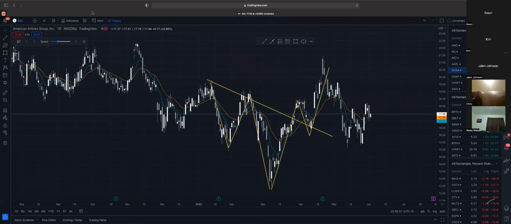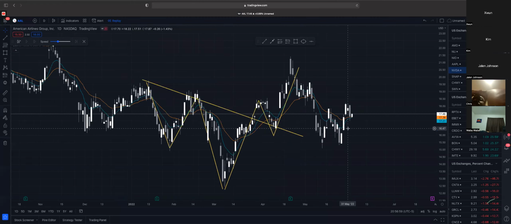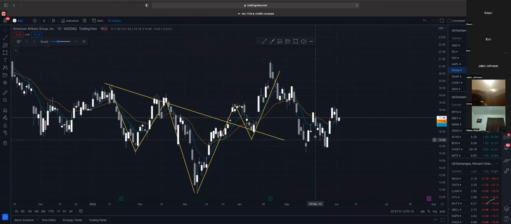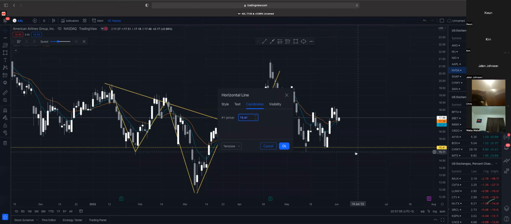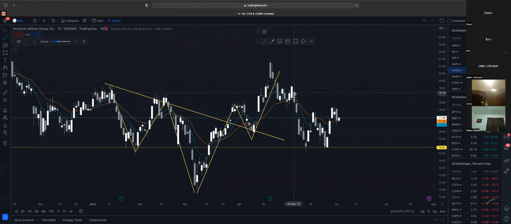Let's go look at AAL. What is it doing? We had a double bottom right here, right? We got the double bottom. We plot our first PT, price target, at that neckline. 90% of the time it's going to that neckline. That is exactly what it did. It went exactly to that neckline, right?